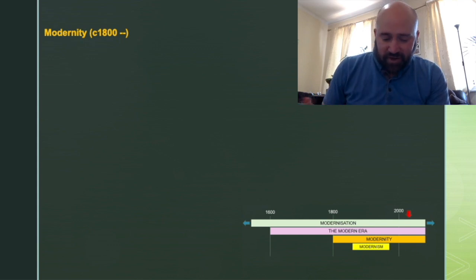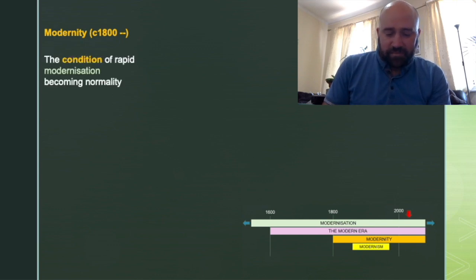Now, I don't mean this entirely negatively, but perhaps a helpful comparison would be the recent pandemic, because that was just there, in the space that we were in, and we were all affected by it. Disliking or objecting to it was just another way to be affected by it. So let's go on to our rough definition. Remember, our type word is condition. Modernity is the condition of rapid modernization becoming normality.